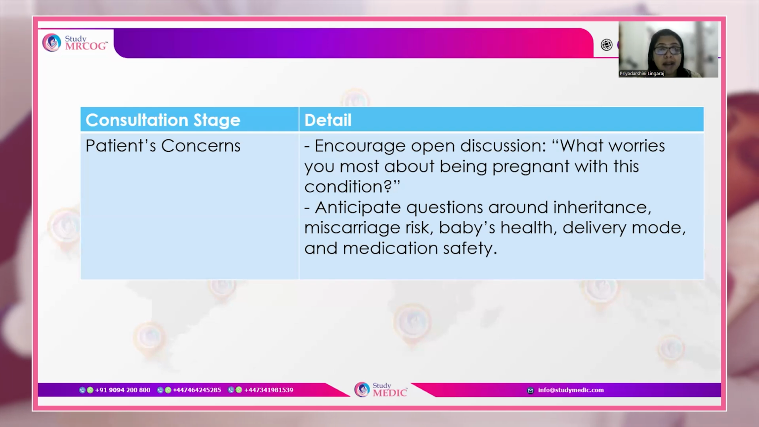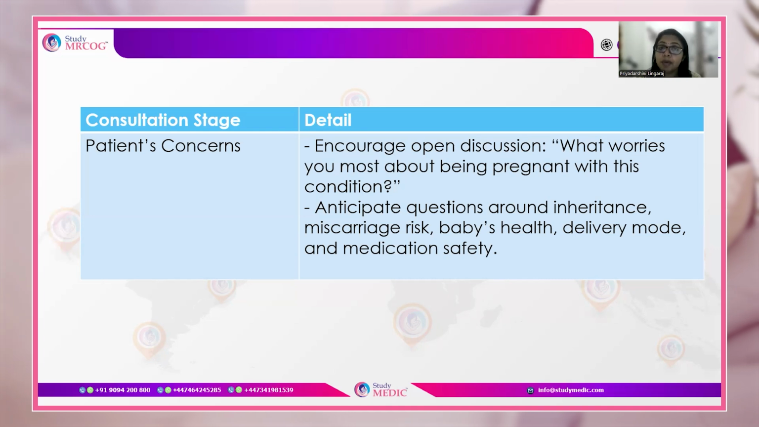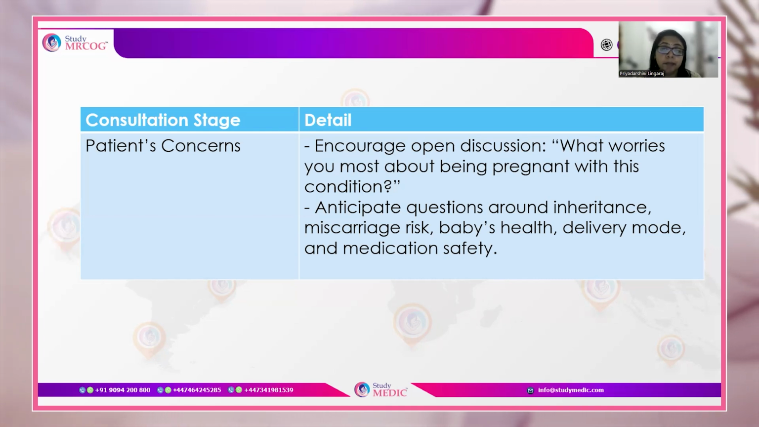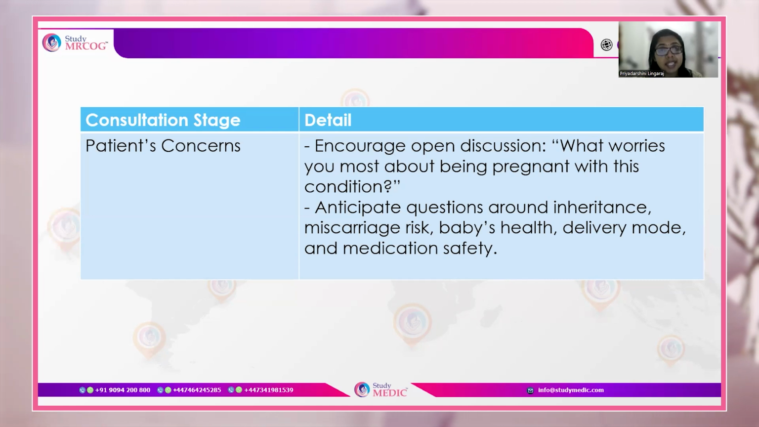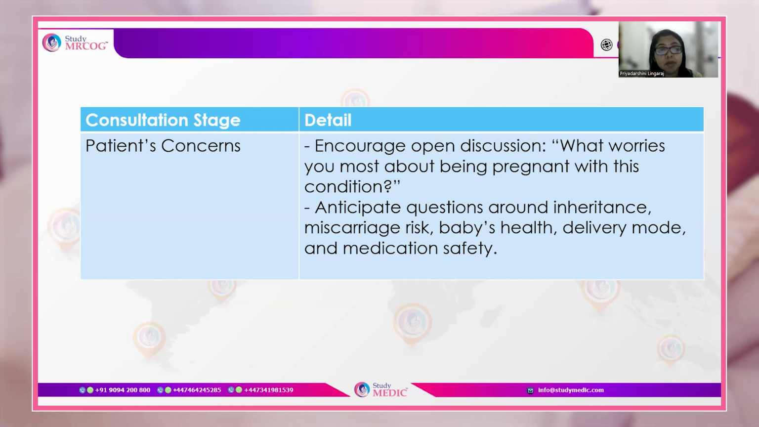So you always have a prefixed idea that since she's a case of Alport syndrome, she'll be more worried about whether this is going to spread to the baby. So always keep your mind ready with all the questions that are going to be asked around inheritance, the miscarriage, the baby's health, the risk to the fetus. So these are some important things that you really need to revise and keep ready so that you explore her concerns and also give appropriate answers.